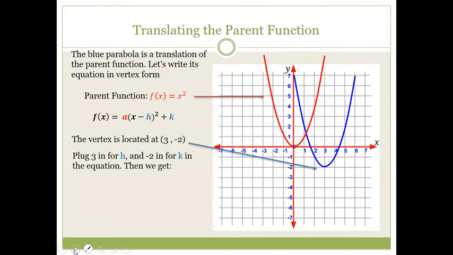All right, so we plug in the 3 for the h and the -2 for the k, and we come up with this equation. The a in this case is 1, because we got it from the parent function. So I don't need to include it, right? It's assumed 1 out here. And finally, the equation for this blue function is listed here in vertex form.